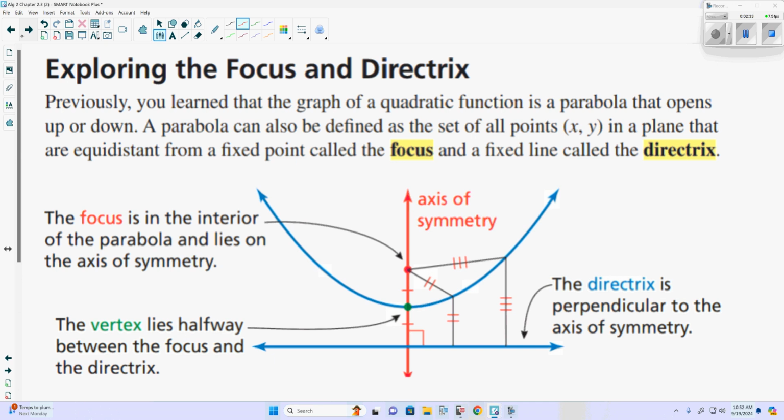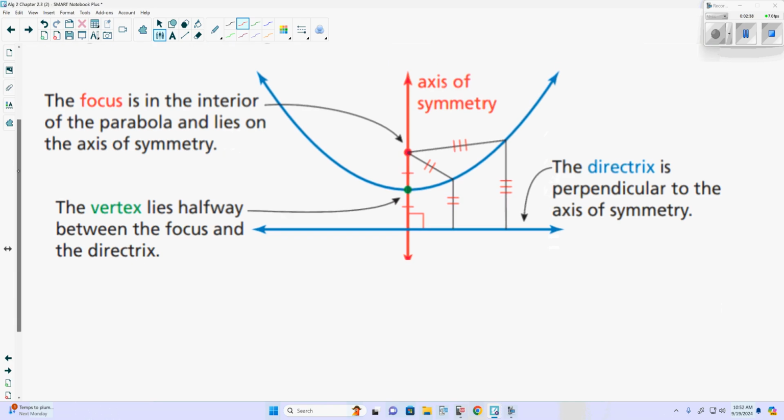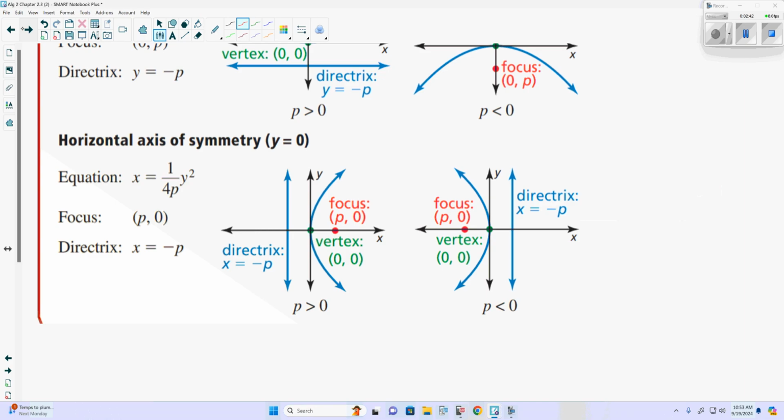Focus and directrix. So we previously learned about the parabola, so on and so forth. The focus is in the interior. The vertex is the point there. Directrix is a line parallel to it. We've talked about this already.